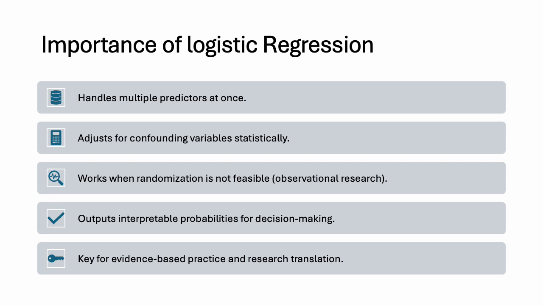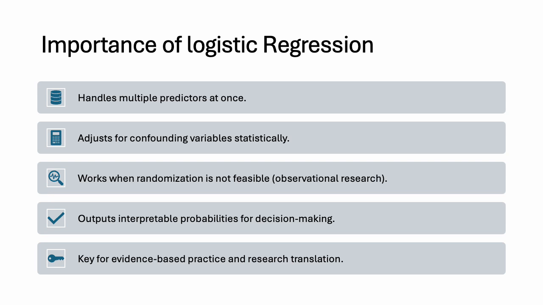So the importance of logistic regression: it's an important method in research and data analysis when we have binary outcomes. First, it can handle multiple predictors at once, meaning we can look at the combined effect of several independent variables on a single binary outcome. For example, if we're studying heart disease, we can include age, cholesterol, exercise habits, and blood pressure all in one model. Second, it can adjust for confounding variables statistically. A confounder is something that affects both the predictor and the outcome, like age influencing both smoking habits and the likelihood of a lung disease.